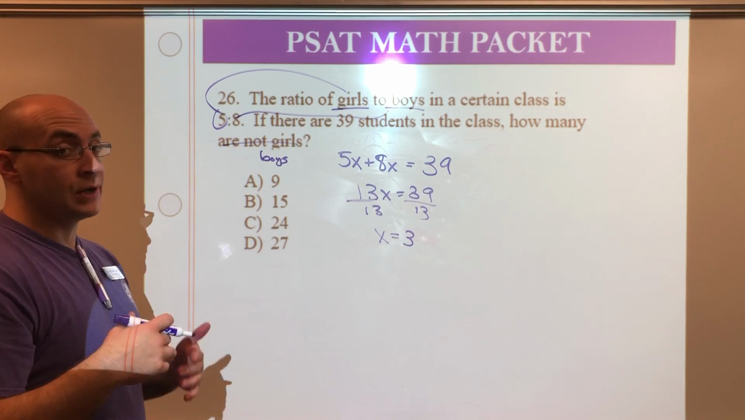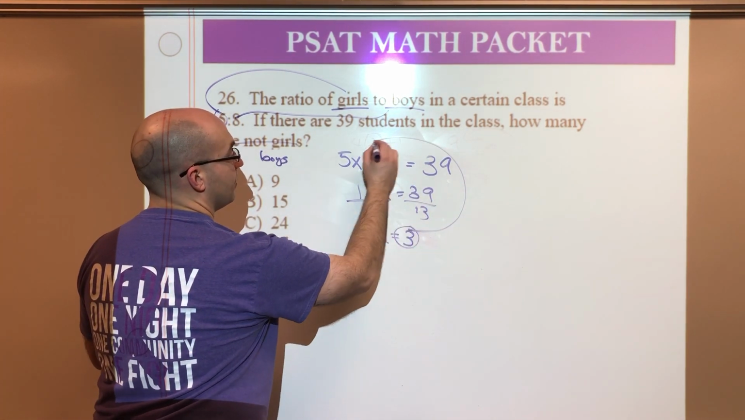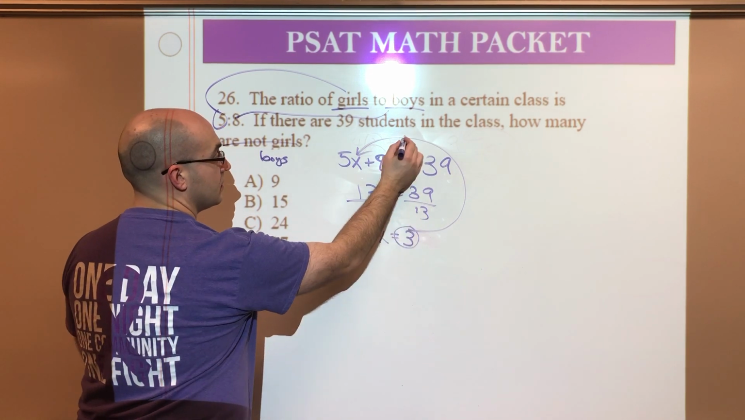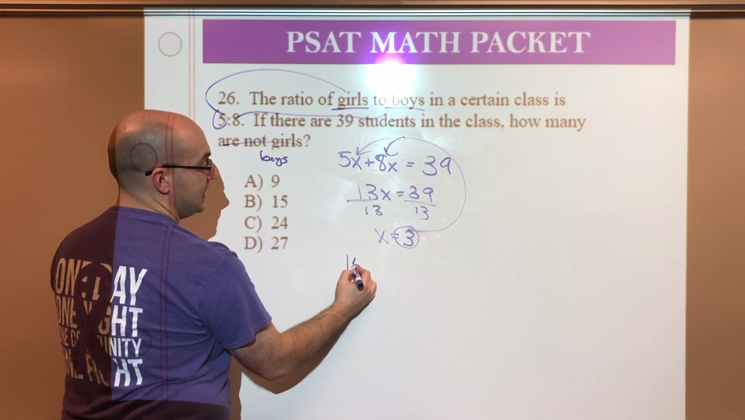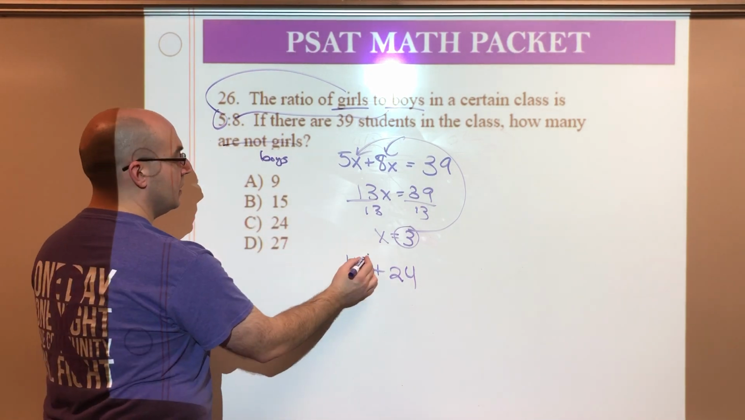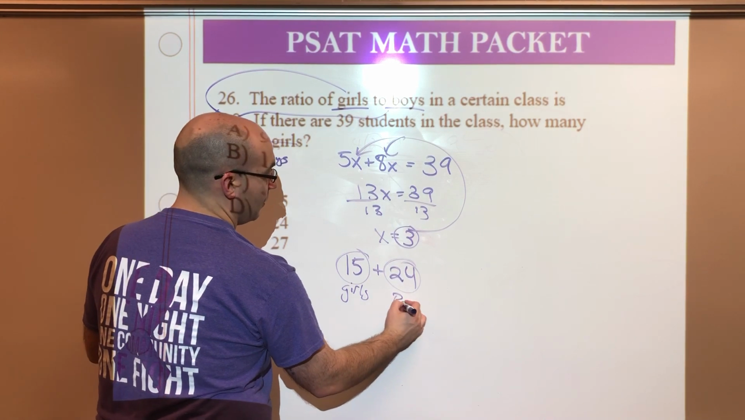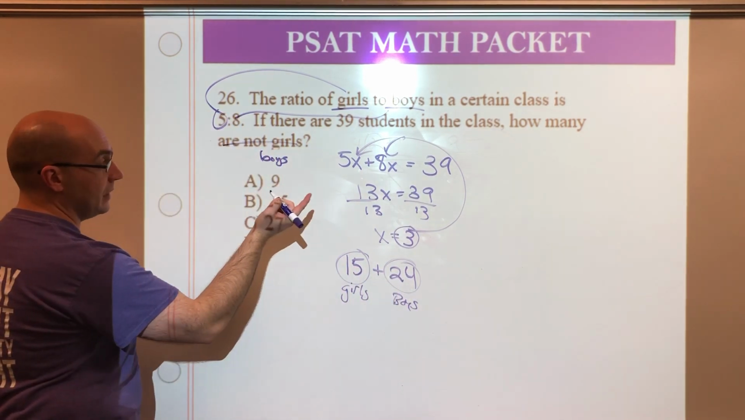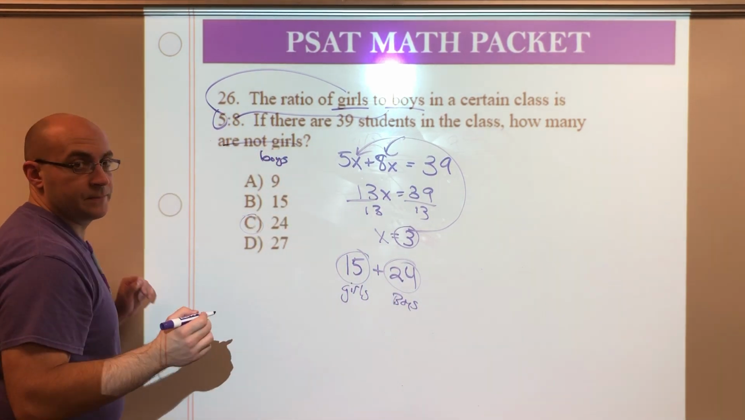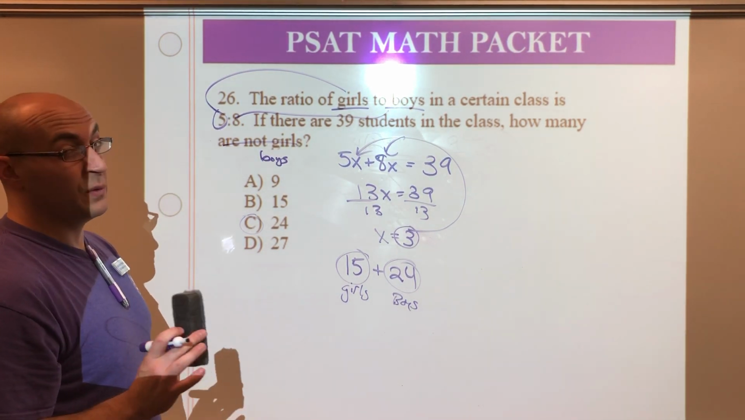Now I can figure out how many girls and how many boys there are in the class. I'm going to substitute 3 back into the x values, and I get 15 and 24. Now remember, order mattered here. So 15 represents girls, and 24 represents boys. So how many are not girls? C, 24.